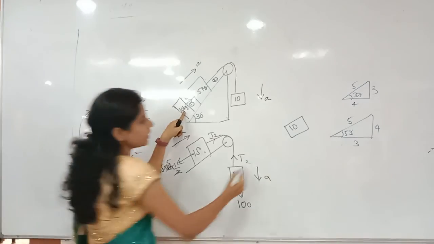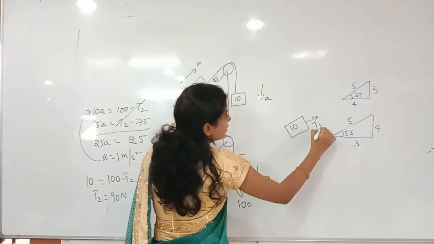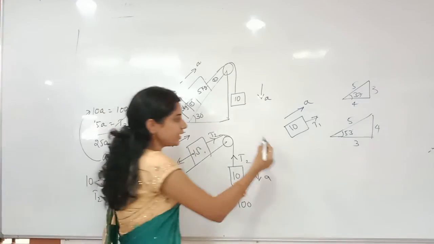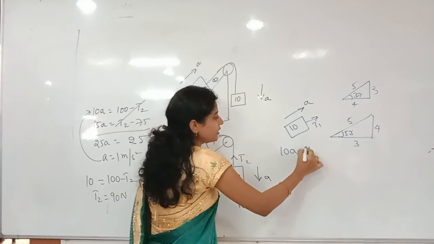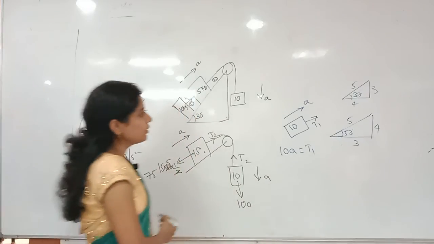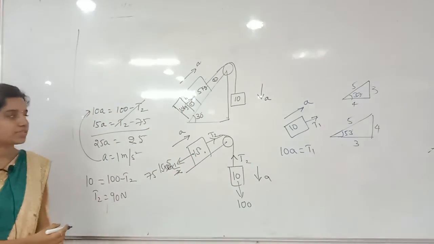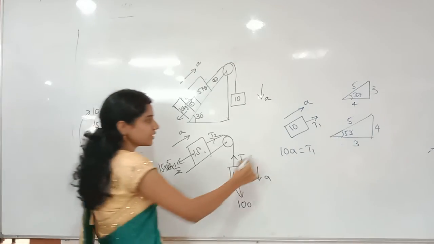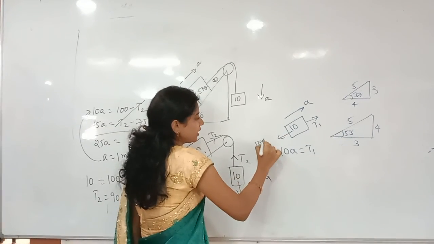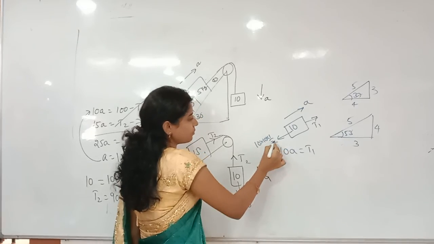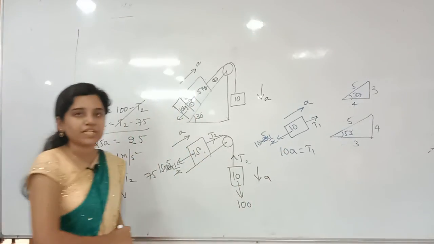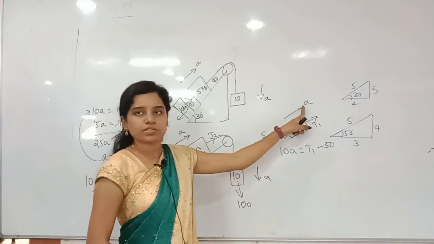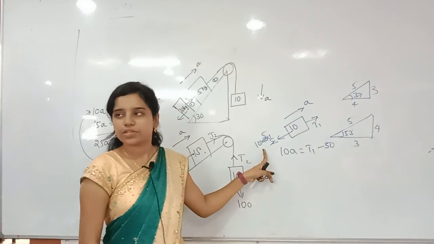Now here what can I write? T1 is in this direction and the acceleration is in the above direction. So clearly, simply 10A equals T1. That's it. Mg sin theta is also acting, right? Yes. In this direction, Mg sin theta is acting, which is 10 into sin 30, that is 1 by 2, so 50. So 10A equals T1 minus 50 here.